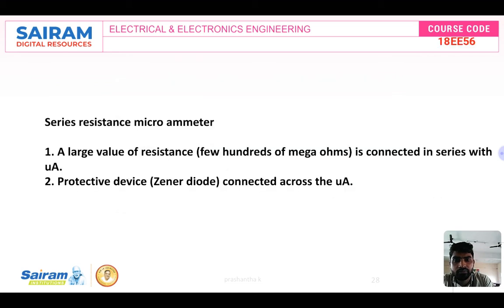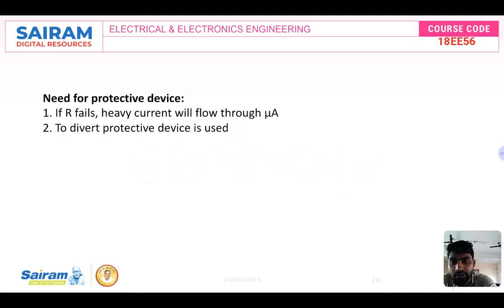This is the required value. Next we have the series resistance microammeter. A large value resistance, a few hundred megaohms, is connected in series with the microammeter. Protective devices, a Zener diode, are connected across the microammeter. The need for protective devices: if the resistance fails, heavy current will flow through the microammeter.